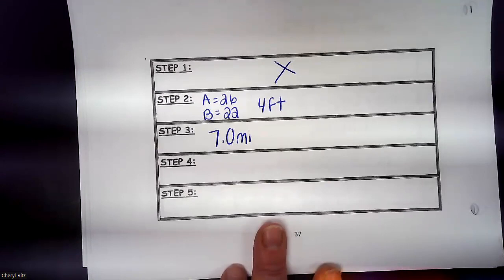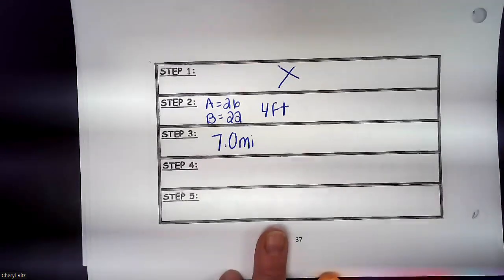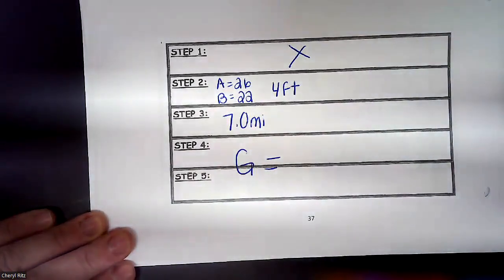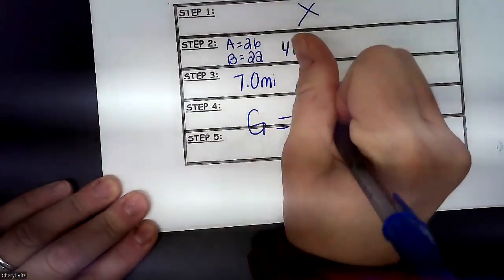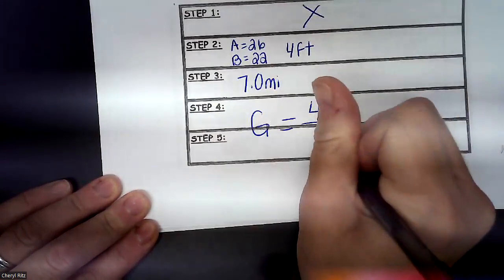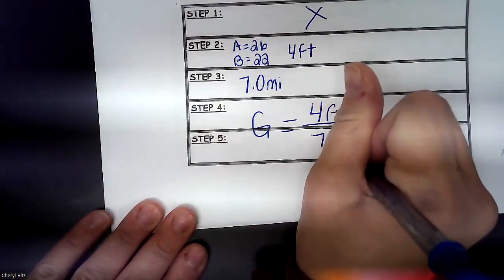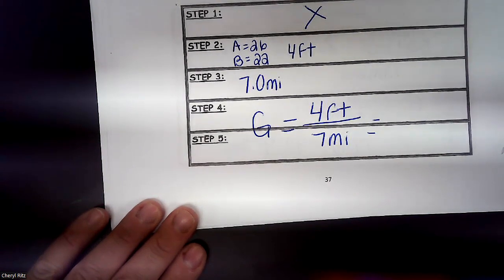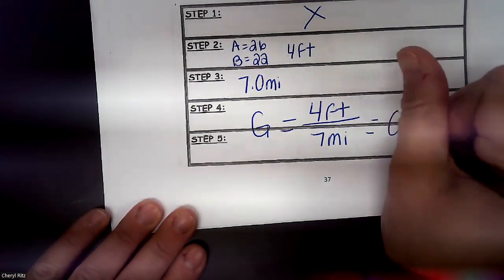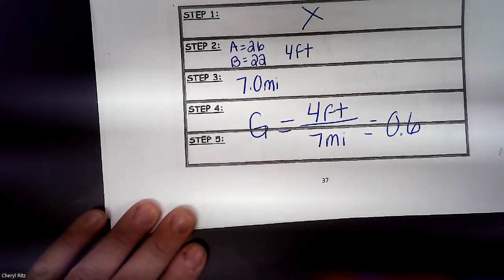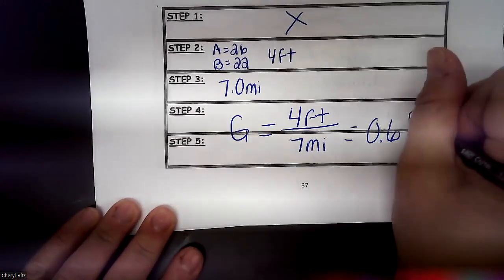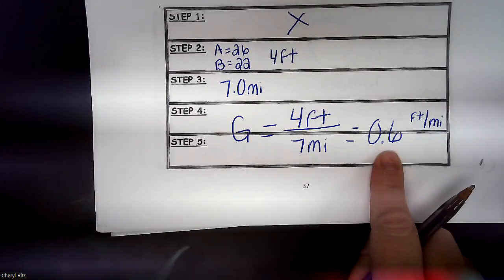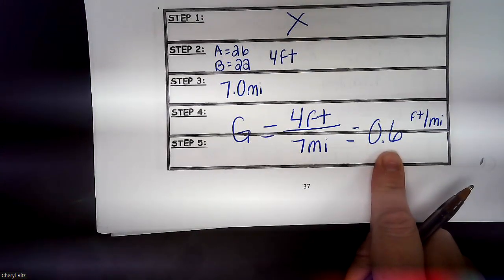Plug this into the equation for step 4 and 5. So 4 is to write the equation. Step 5 is to plug it in. So I'm just going to do them together. We have 4 feet divided by 7 miles. What did you round that answer to? 0.6. What are the units? Feet per mile.